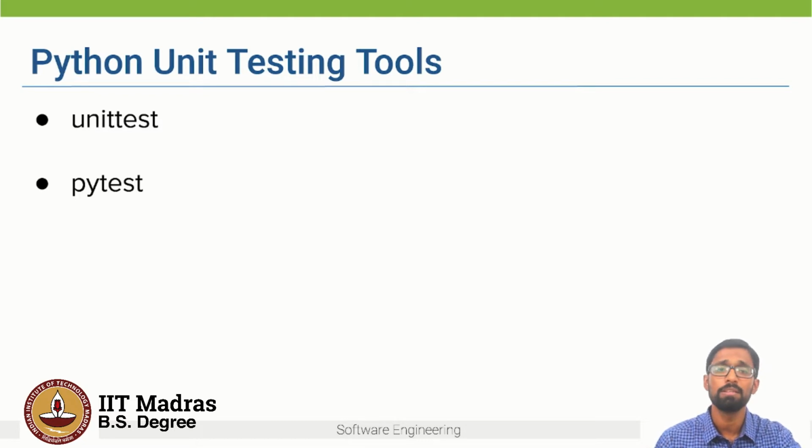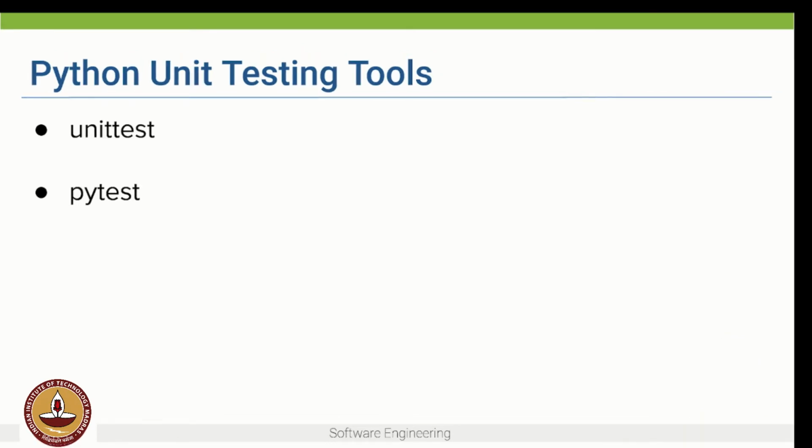Now in Python, there are several unit testing tools, and the most popular ones are unittest and Pytest. unittest is a built-in standard library for testing Python code. And Pytest is another popular testing tool, which helps to minimize boilerplate code. So in this video, we will be looking at Pytest. Let's look at a simple example of how we can use Pytest.